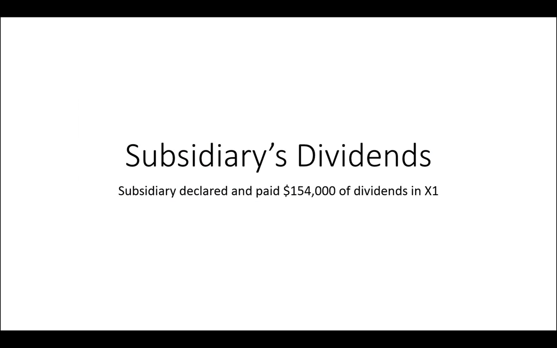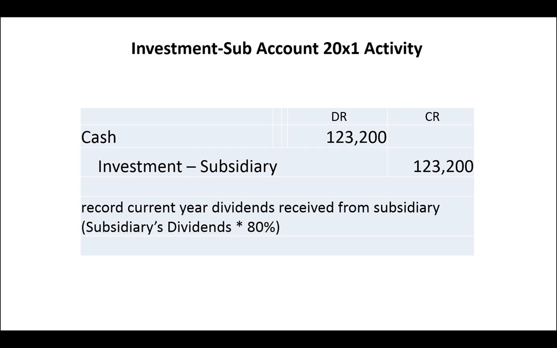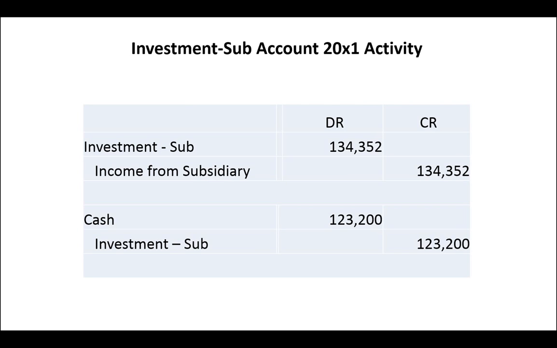We'll do the same thing for the dividends. The sub had dividends of $154, of which the parent will get 80%. 154 times 80%, $123,200. So we're going to debit cash, credit investment subsidiary for that amount. If we recap those, we'll have this.